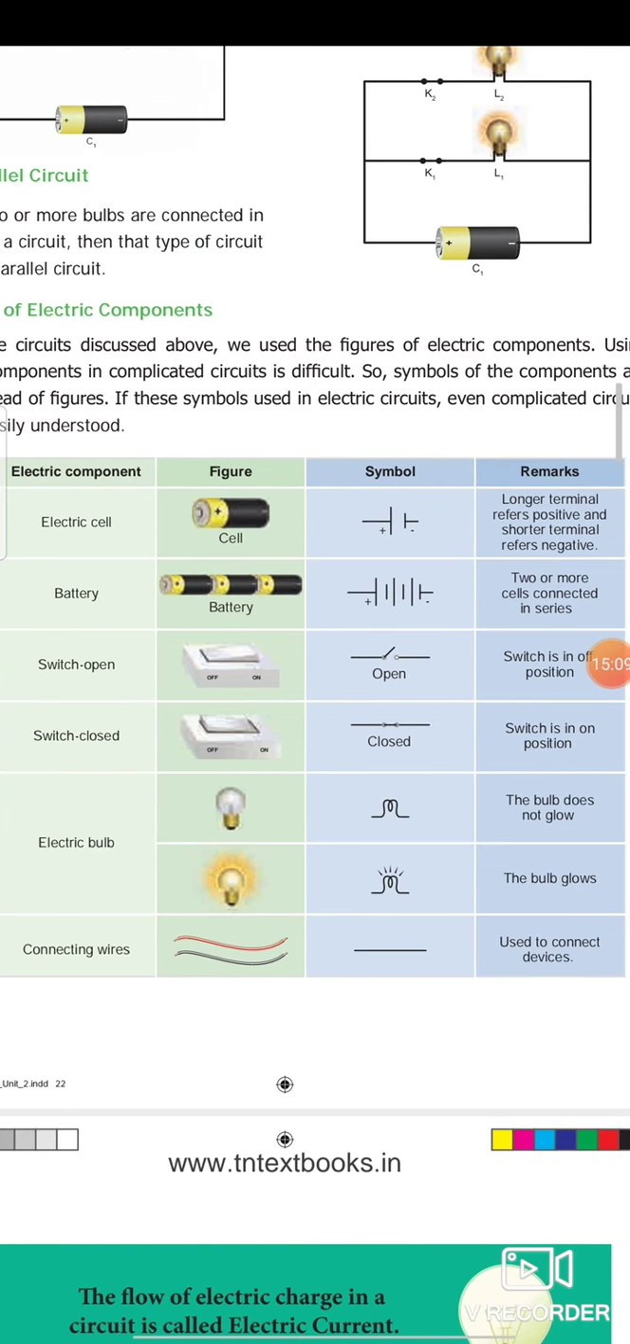Second one is battery. Battery, already we have seen that combination of the cells is called a battery. So plus, minus, plus, minus, plus, minus. It should start with plus and end at minus.